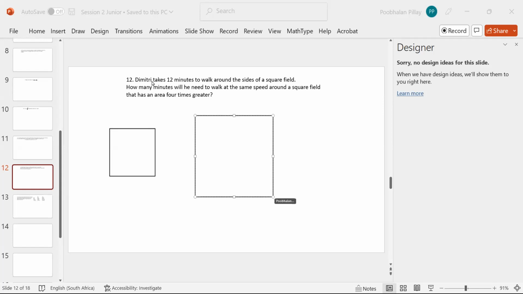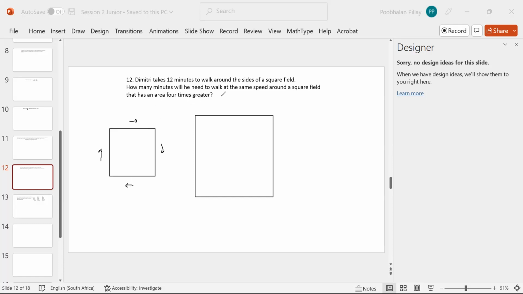Number 12. Dimitri takes 12 minutes to walk around the sides of a square field. I've drawn a square field here. So Dimitri walks all around this square field. Right? And he takes 12 minutes. Let's hold on with that.